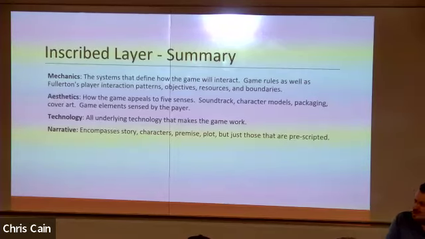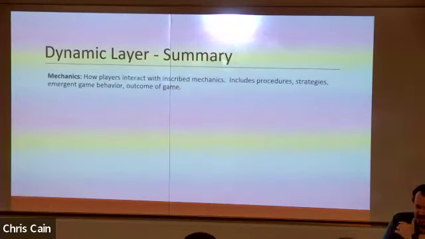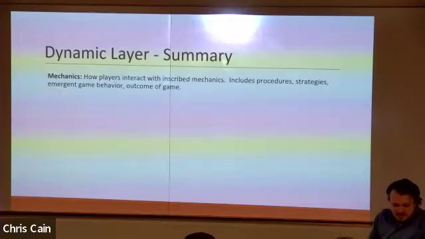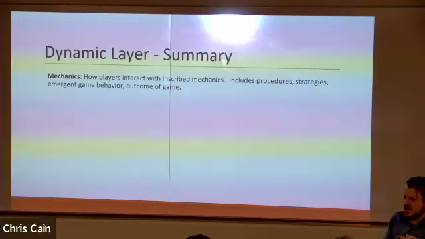So we're going to dive into each one of these in a little bit more detail next. Actually, we're going to summarize all three layers, and then we'll dive into the entire script layer. Summary of the dynamic layer. The mechanics, now we're talking about dynamic. So this is what's happening during the game's play. How do we as players interact with the mechanics of the game that exist outside of that gameplay? Now we're playing the game, so what does it look like to engage with that? Procedures, strategy, emergent game behavior, the outcome of a particular game as it's being played, all of those are dynamic mechanics.